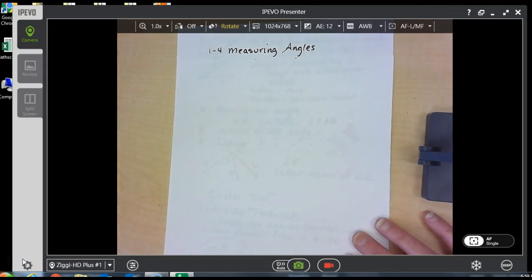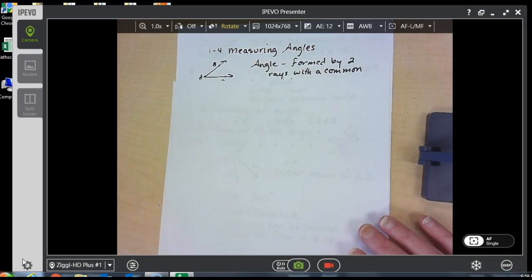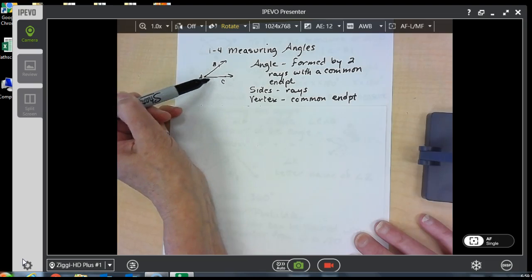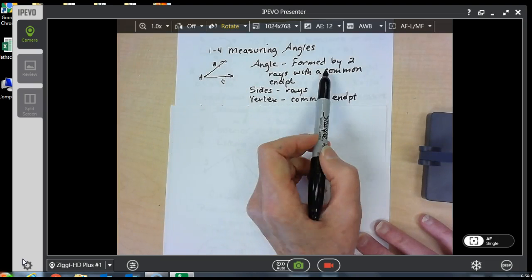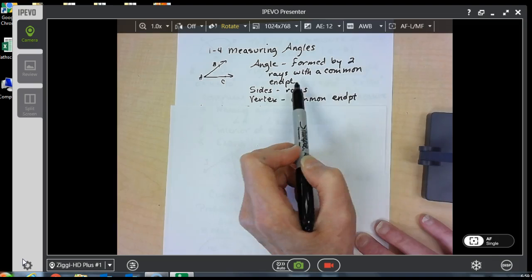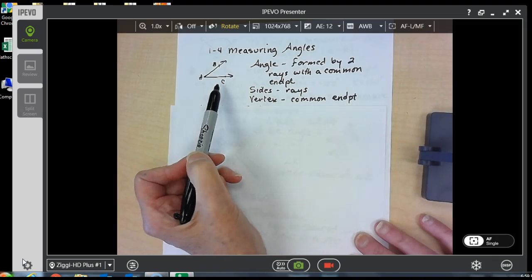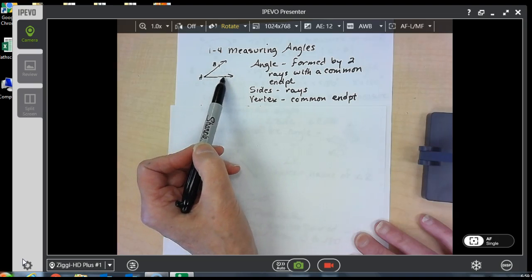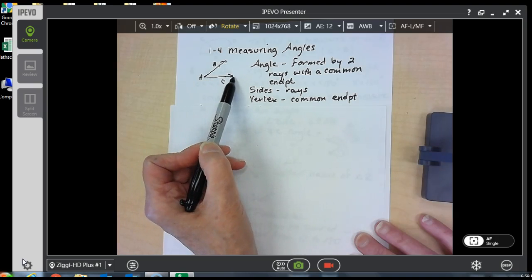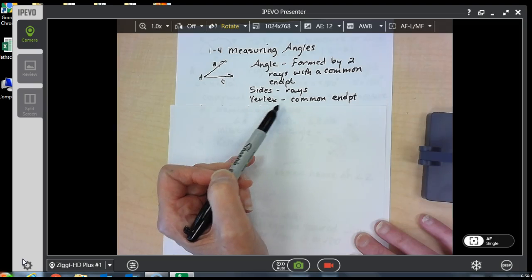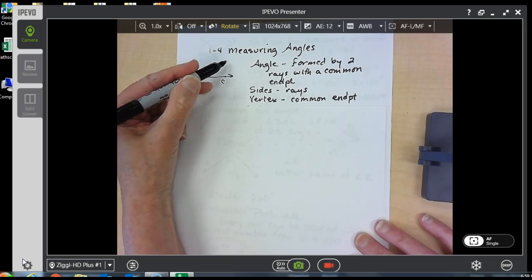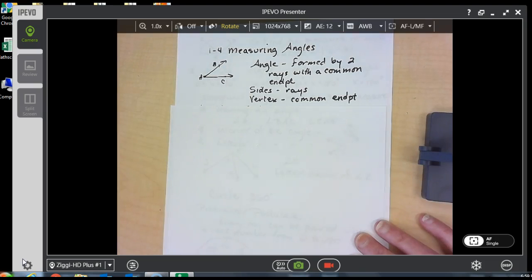So today we're doing problem set 1-4, measuring angles. Most of you know what an angle looks like. We have a little angle here, and it is formed by two rays with a common endpoint. So we need to make sure we're calling it by the right name. When we talk about the sides of the angle, we're talking about these rays, and the vertex is the common endpoint. So this point A on your angle is your vertex.